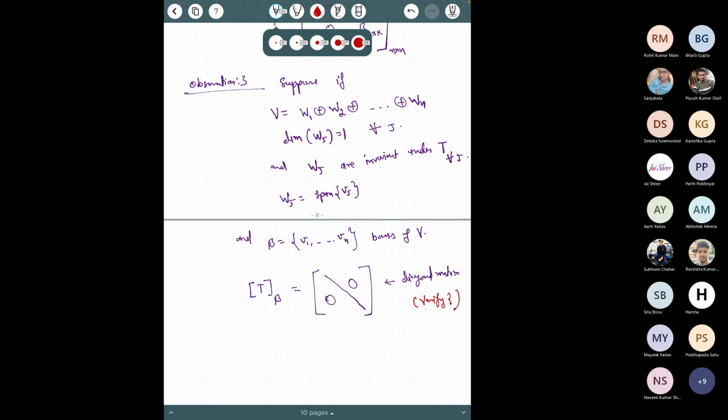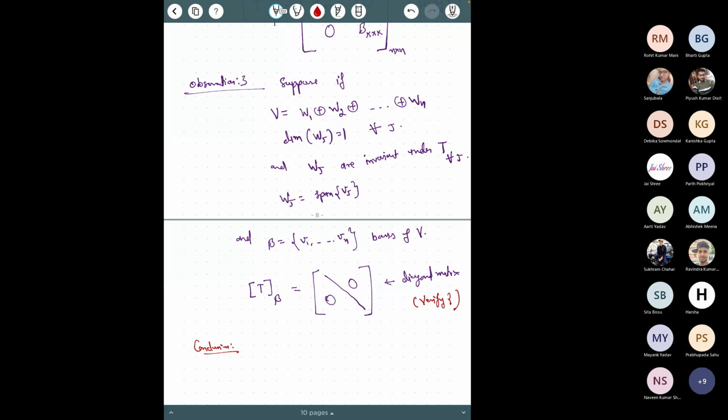So the conclusion we can make here is that if we can find one-dimensional invariant subspaces whose direct sum is equal to V, then from there we can construct a basis such that the matrix of T is diagonal, and this is the best we can ask for in a matrix as a representative of a class.